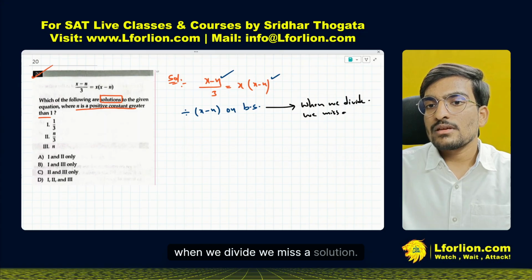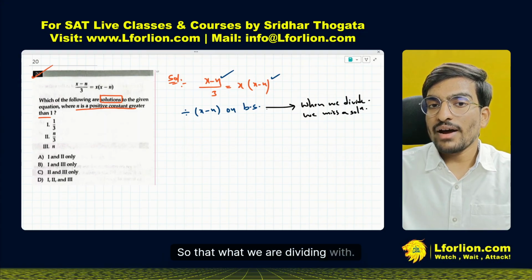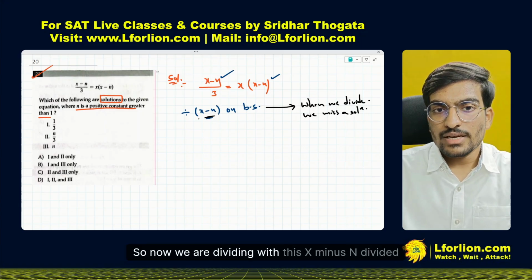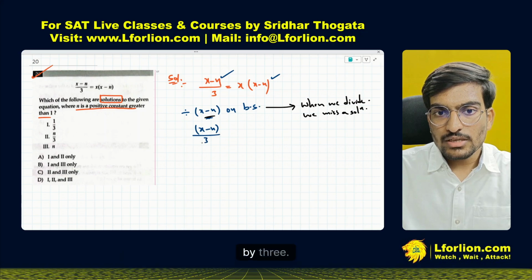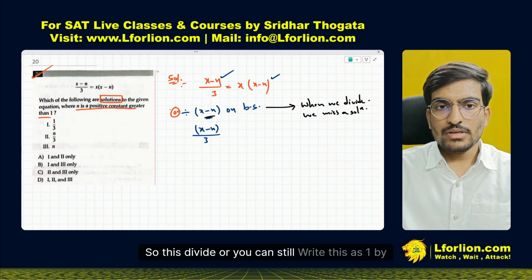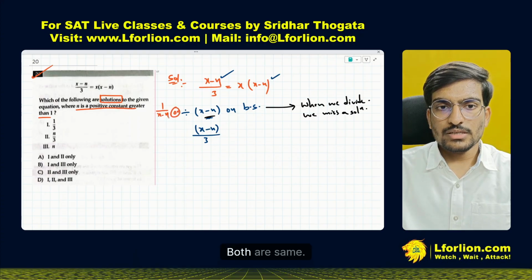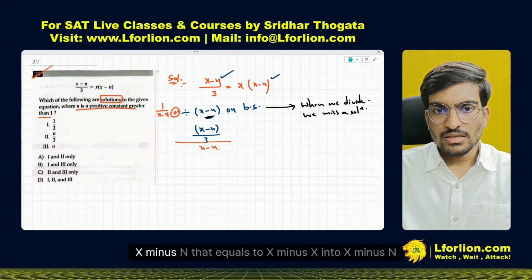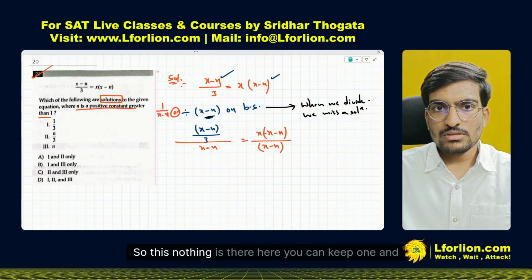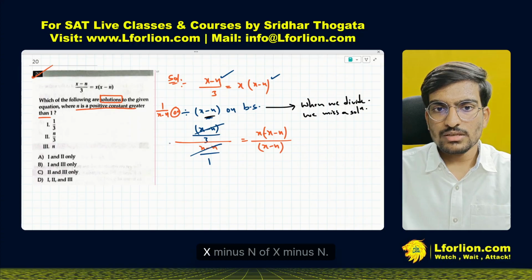I don't know if you remember, but when we divide we miss a solution. So what we are dividing with, we also have to check whether it's a solution or not. Now we are dividing with this x minus n. So how can we divide? You can also write this as 1 by x minus n. Both are the same. If you divide like this, x minus n, that equals x minus x into (x minus n) divided by (x minus n). So nothing is left here. You can keep 1, and x minus n cancels with x minus n. This also works, but let's go with this only for now.